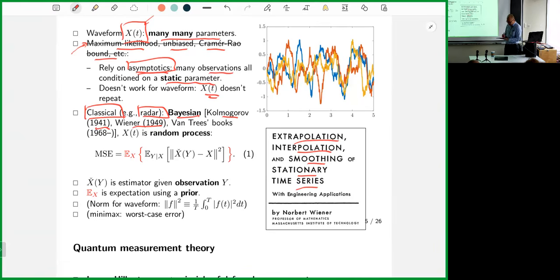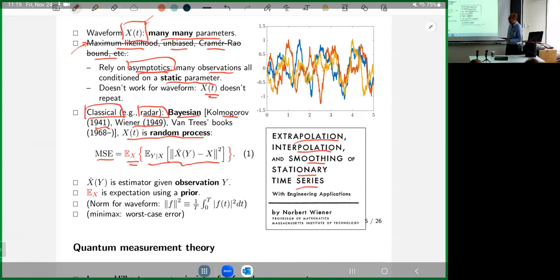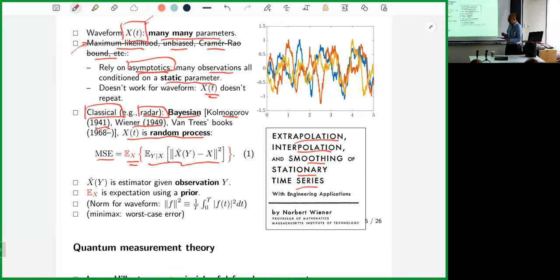And we realize that the best way of dealing with this problem is to assume that x of t is a random process. We don't assume a mean square error as a function of the unknown process. We also take another expectation, assuming that there's some prior probability measure for your waveform. So we are going to do Bayesian. Okay.